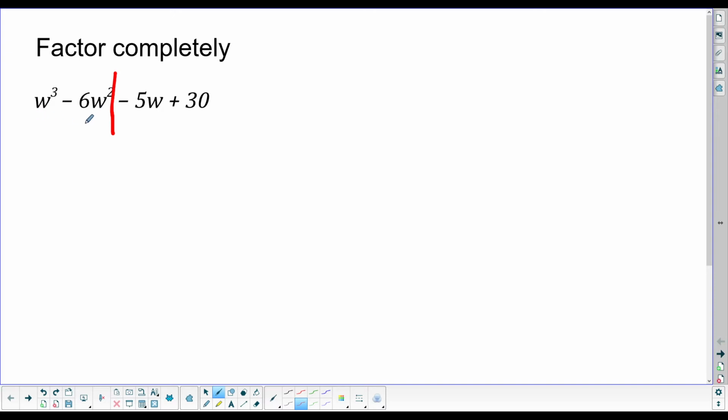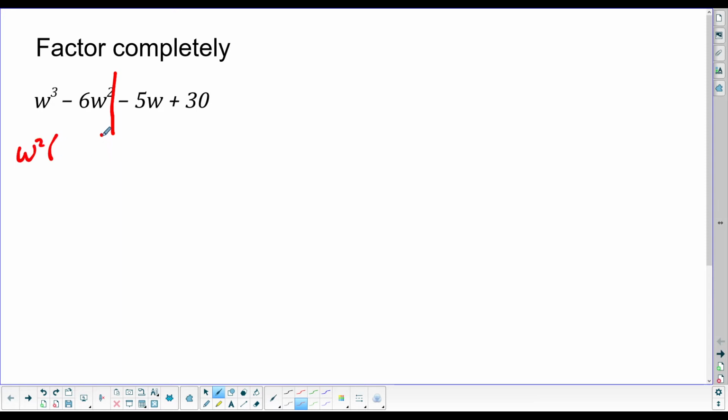So I'm going to look at W cubed minus 6W squared, and I'm going to factor that. The first thing I always want to do when I factor is see if there's a common factor here. I see that they both have W's, and the second one has a W squared, so there are two W's multiplied together in there. And so there's a W squared inside of here as well. So the first thing I'm going to do is factor out a W squared.